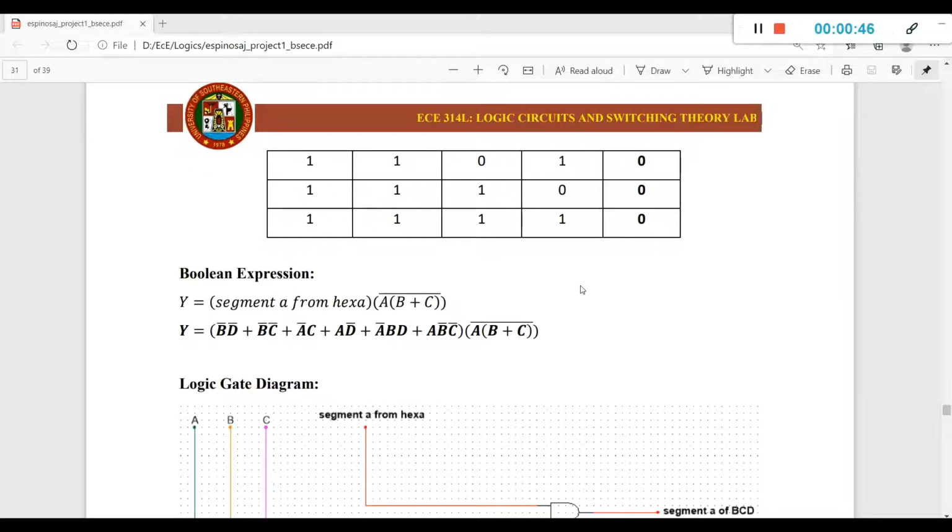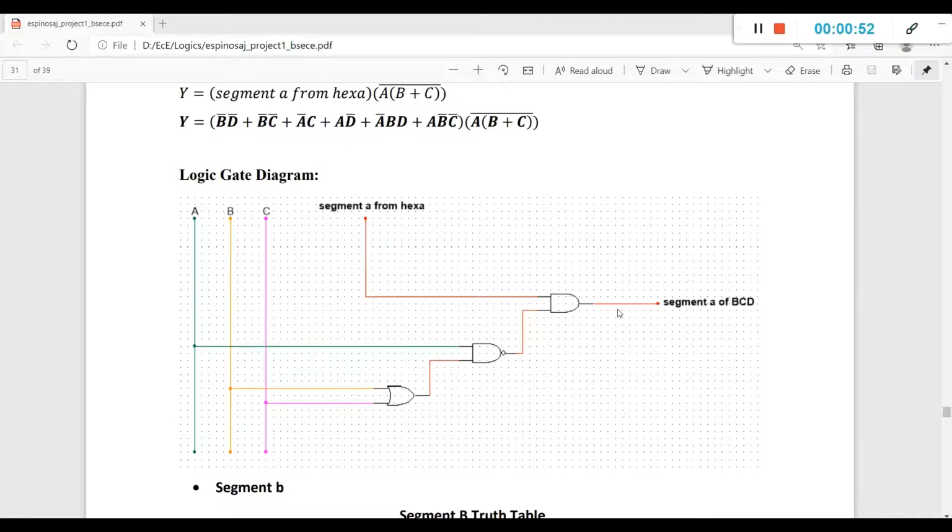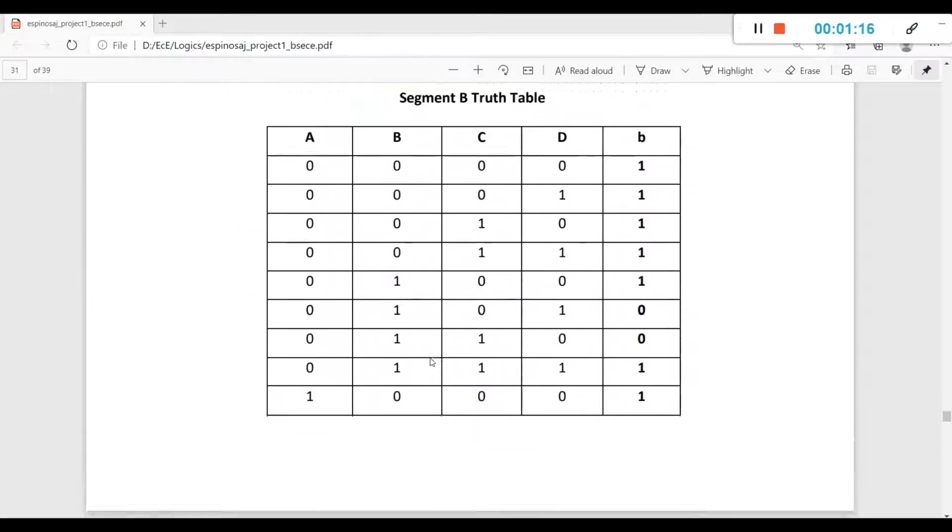So for the Boolean expression, segment A from hexa and A NAND B or C. So this is the logic diagram. So segment A from hexa and the NAND of A with B or C, and it will be segment A of BCD. And this will be true for all the segments, since they have the same function.